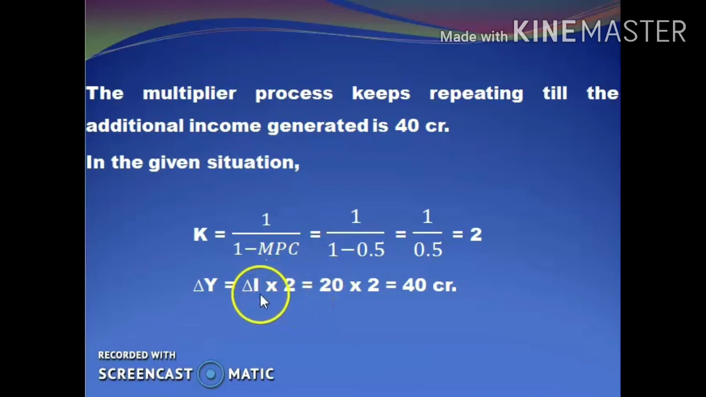So how will you get it? You can just multiply it with the investment given in the question. So it's 20 into 2, which equals 40. 40 is the answer. Hope you understood. So the answer, when we substitute in the formula, is the same as the product.